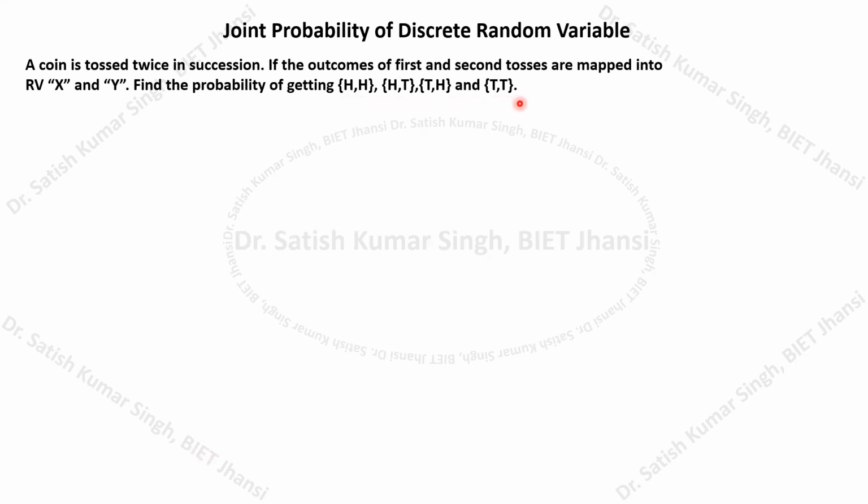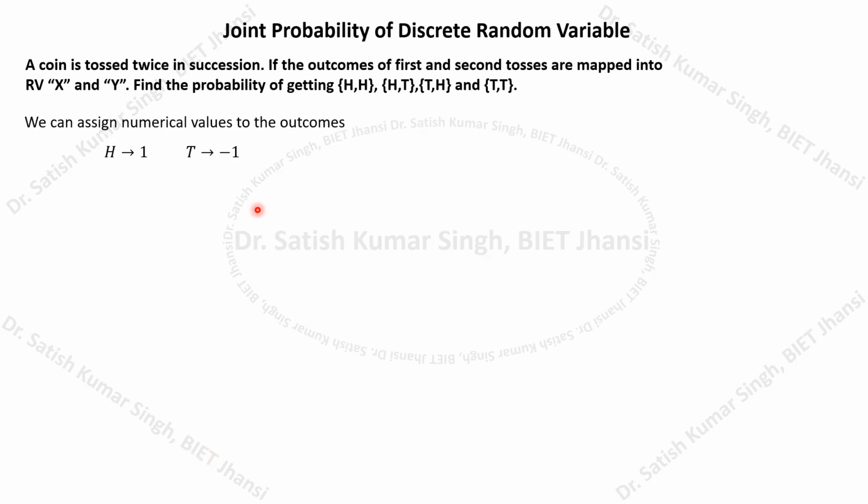You see here it is written that a coin is tossed twice. We are not having two coins, remember that. We have just a single coin, and we have to toss that coin two times in succession. But what we are interested in is the probability of getting a particular sequence: either head head, or head tail, or tail head, or tail tail.